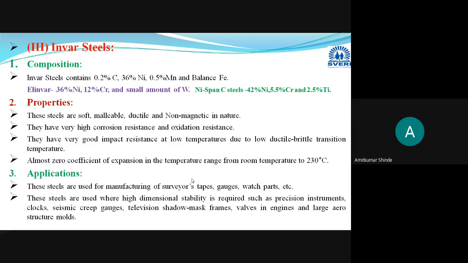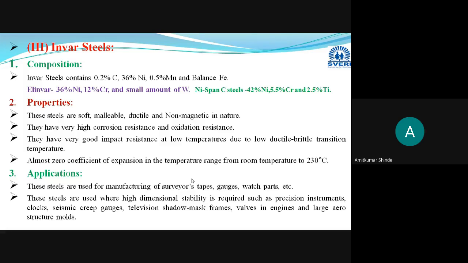Now, what is the meaning of ductile brittle transition temperature? Whenever there are changes in temperature, even a ductile material can fail like a brittle material without any deformation. That particular temperature will be marked as the ductile brittle transition temperature. And these Invar steels have a very low ductile brittle transition temperature.